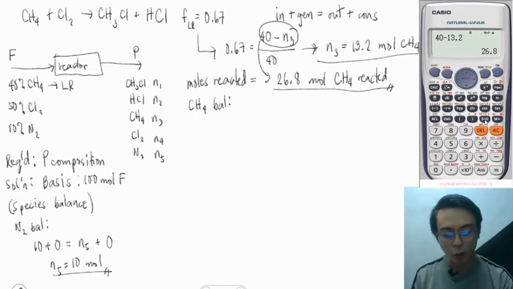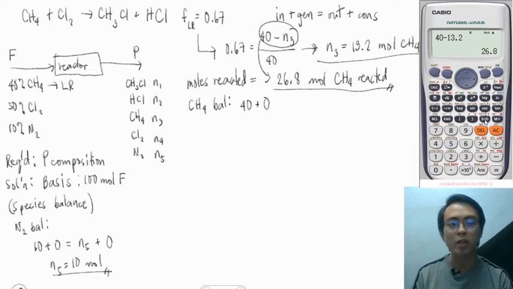Input, that's 40, plus generation. How much methane was being generated? The answer is 0 because methane is a reactant. It's not being generated, it's being consumed. Is equal to how much methane is going out? That's N3, 13.2, plus consumption. How much methane was consumed? That is your moles reacted, 26.8. And if you add 26.8 and 13.2, you get a true equality, which means that we have the correct balance and we have the correct number of moles reacted.